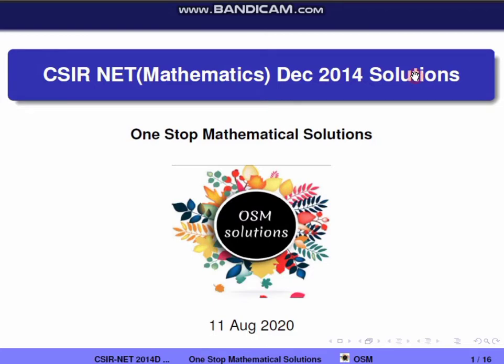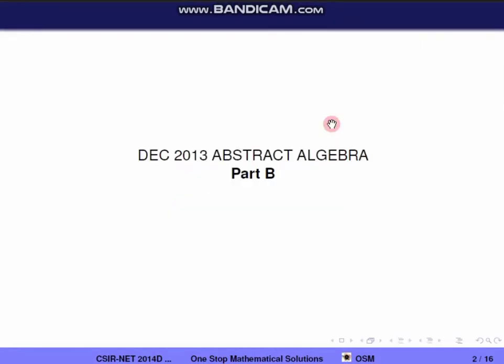Today we are going to solve the CSIR NET Mathematics December 2014 question paper. In this video we have only dealt with the abstract algebra part. First we look into the part B questions.